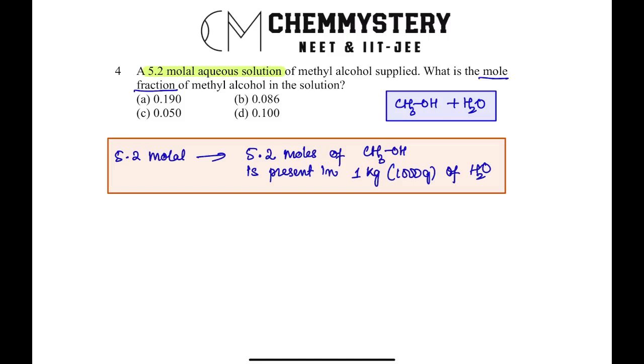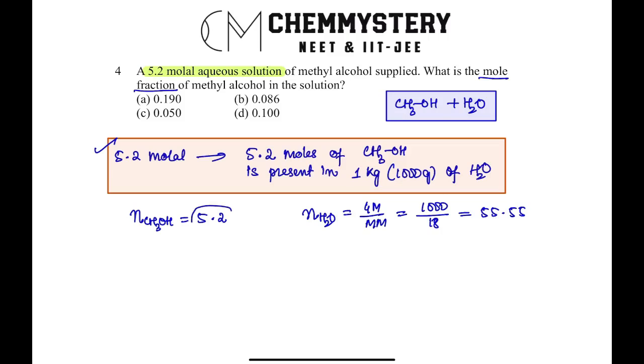So from this information, what do I get? Mole of the solute, CH3OH, is 5.2. And also from here, can I calculate mole of the solvent, that is water? Mole is given mass by molecular mass. What is the given mass of water? 1000 gram. What is the molecular mass of water? 16 plus 2, 18. After calculation, how much are we getting? 55.55. So 5.2 is the mole for the solute and 55.55 is the mole for the solvent.